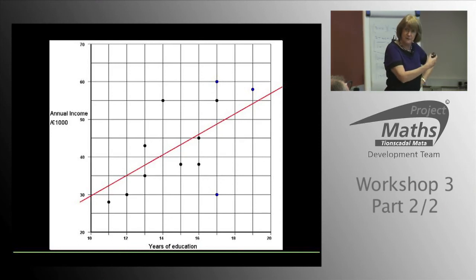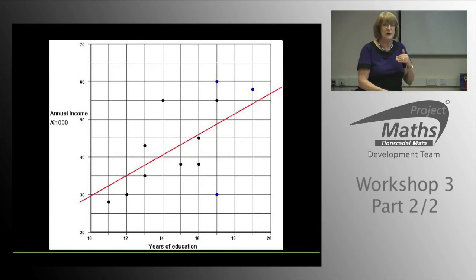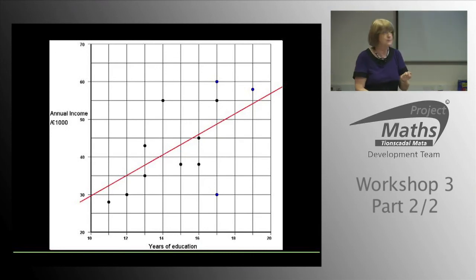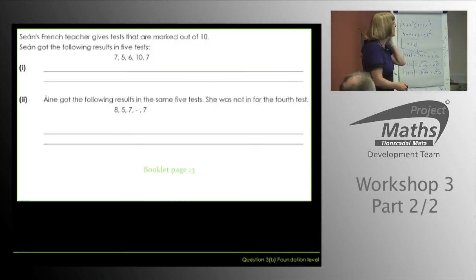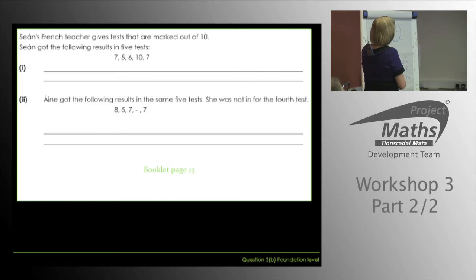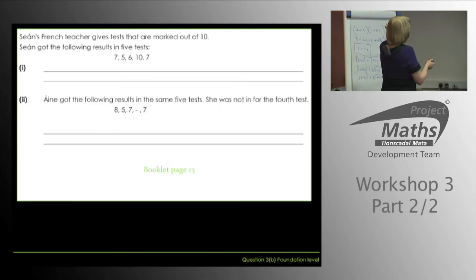So you get an idea from these couple of questions of the difference in the style of questions from the very procedural questions that we originally had on our Leaving Cert. And just one from foundation level, not to leave out, we've had ordinary, we've had higher. Foundation level: Sean's French teacher gives tests that are marked out of 10. Sean got the following results.